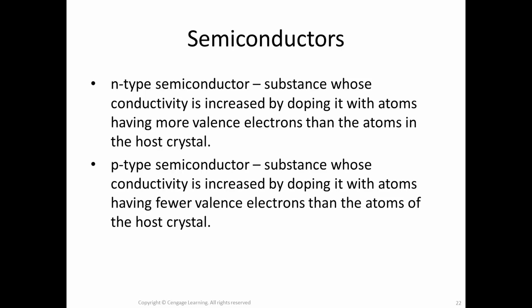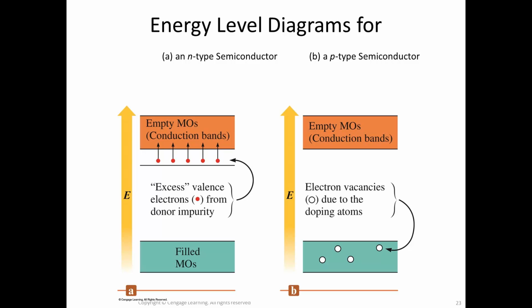Semiconductors can be divided into two types. We have N-type semiconductors, where the substance's conductivity is increased by doping it with atoms having more valence electrons than the atoms in the host crystal, or P-type semiconductors, where the substance's conductivity is increased by doping it with atoms having fewer valence electrons than the atoms in the host crystal.